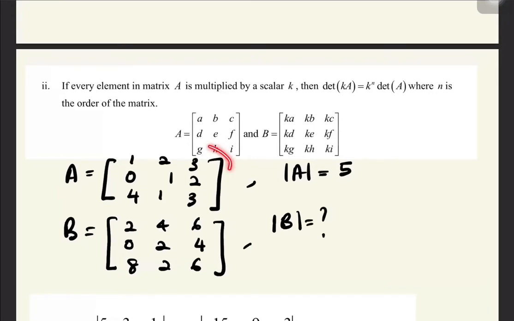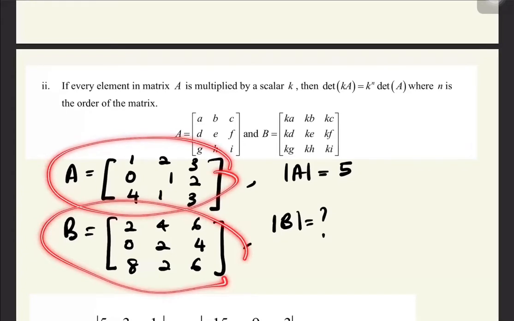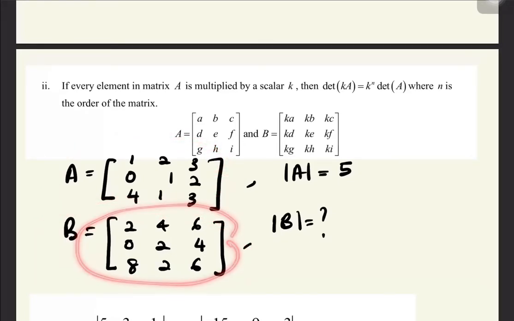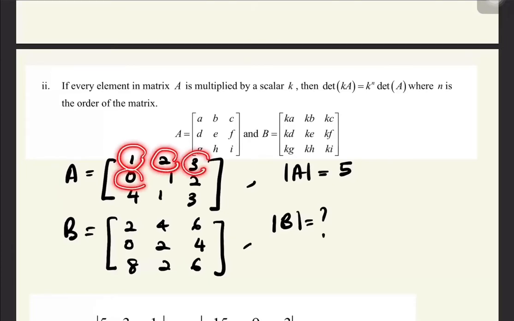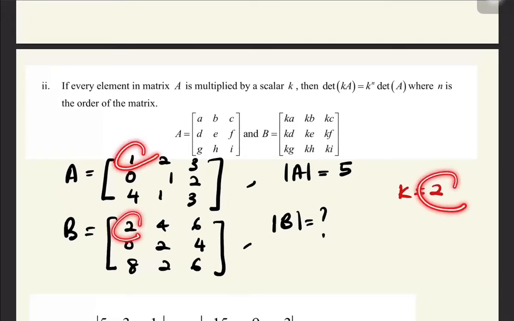If you compare matrix A and matrix B, matrix B is obtained when each element in matrix A is multiplied by a scalar K, such that K here is equal to 2. So 1 multiplied by 2, you have 2. 2 multiplied by 2, you have 4. 3 multiplied by 2, you have 6. And so on until the last one, 3 multiplied by 2, you have 6.